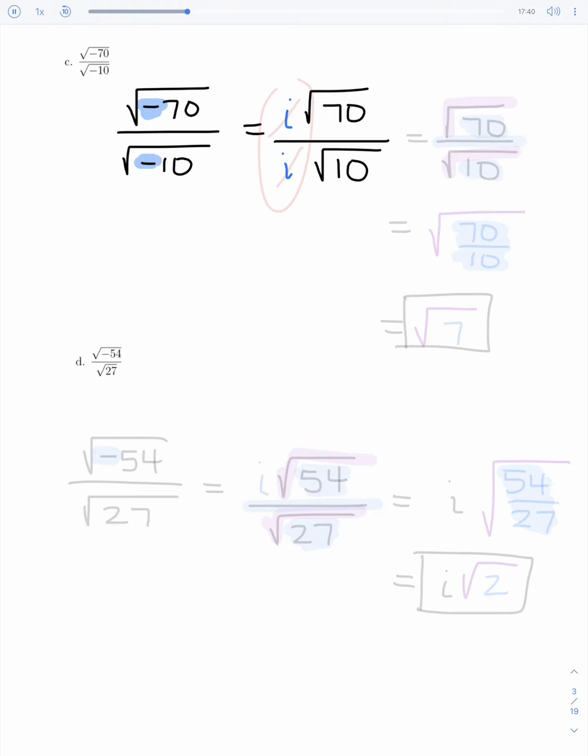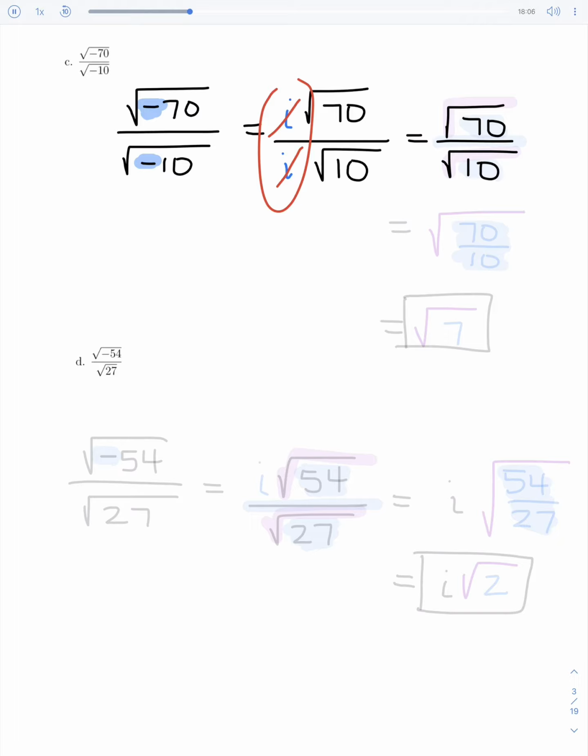Now, if we had seen x's on the top and the bottom, like this, we would, without hesitation, cancel them out. And that's what we're going to do here, too. We have an i on the top. We can cancel that out with the i on the bottom. Now we just have the square root of 70 divided by the square root of 10.